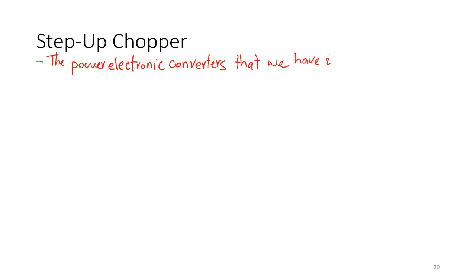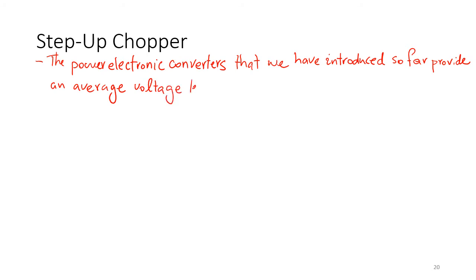So let me write a few points here. The power electronic converters that we have introduced so far provide an average voltage less than the source voltage.